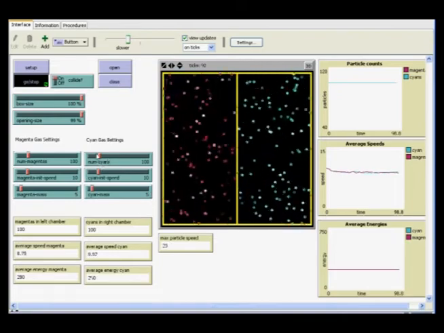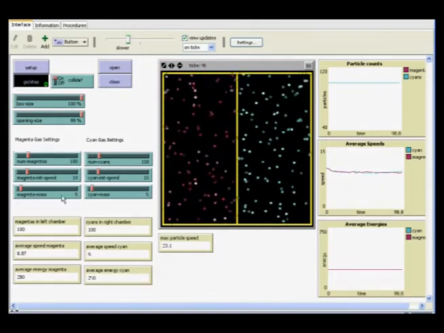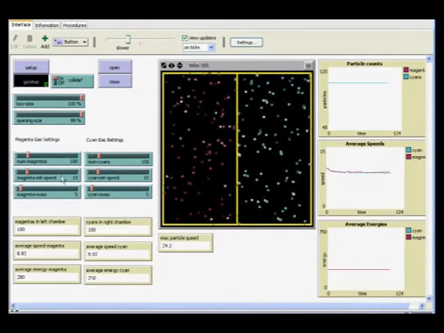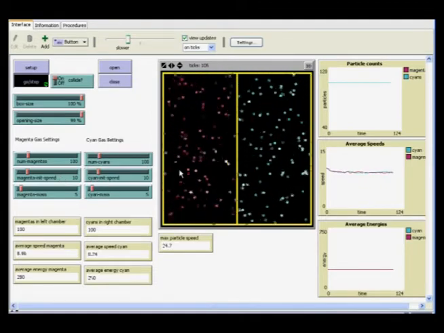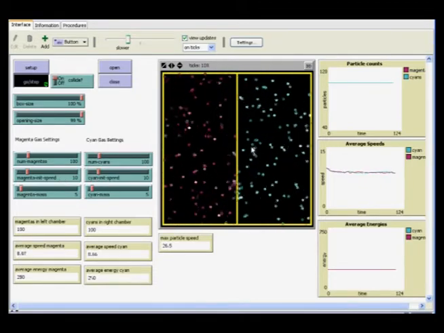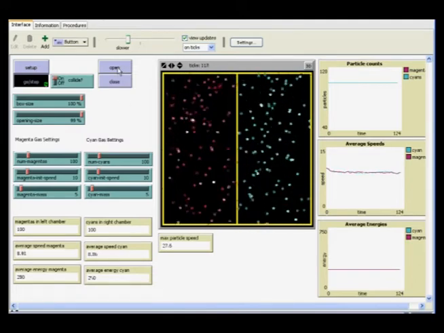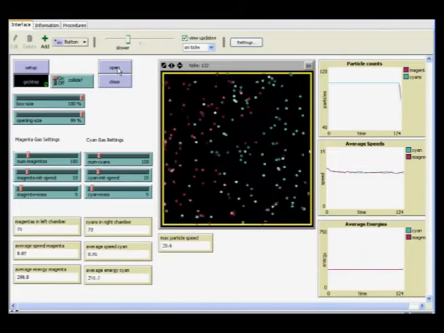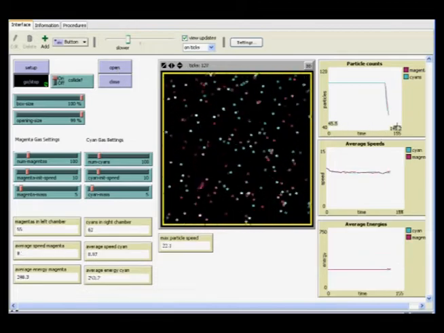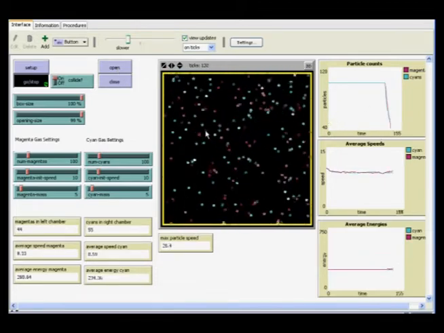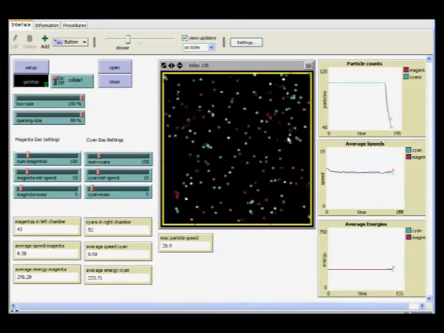We'll start with equal numbers of molecules with the same size and same initial speeds. This corresponds to pressure and temperature being equal on either side of the barrier. So let's open the wall all the way and let her rip. Look how even the mixing is. That is, the magentas move from left to right as fast as the cyans move from right to left.